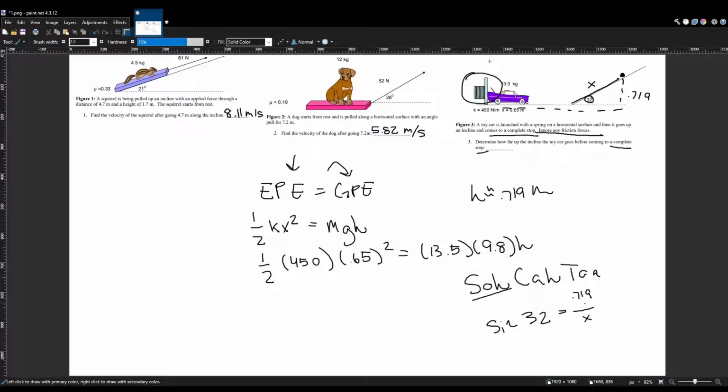And then when we solve this, sine of 32 is going to be equal to 0.719 divided by the distance. We're going to get x is equal to approximately 1.36 meters, and that is our answer. So what we did here is we found this height here, and we applied trig here. So x is no longer going to be that, x is 1.36 meters, and that is how far the car went up the incline.